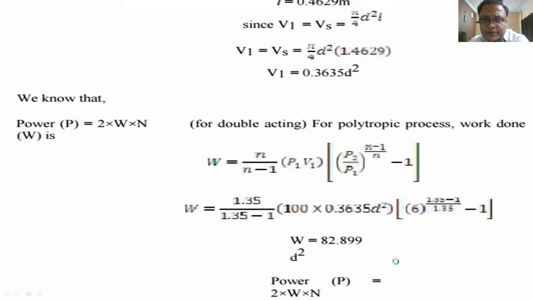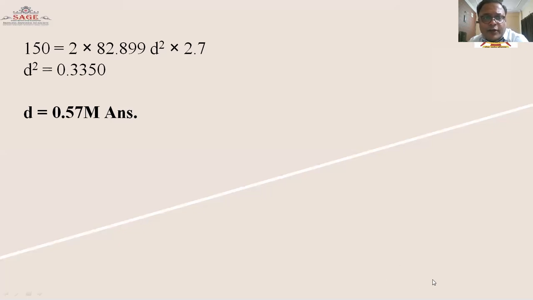From here the value of d square comes to 0.3350, and d is the square root of it, which is 0.57 meter. So this is the first answer, the size of the cylinder. Only the size of the cylinder is required, not the piston stroke length. You can also calculate the piston stroke length because 2LN is equal to the given 2.5 meter per second, and N is the speed, 150 rpm, also given in the question. So you can find the stroke length easily by the formula.